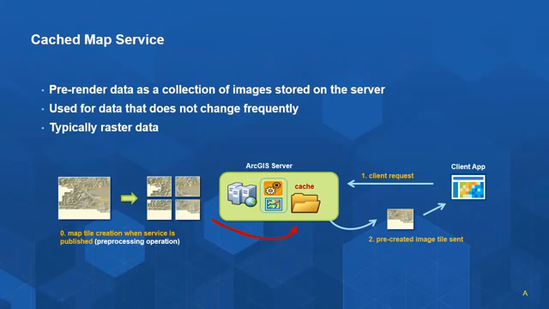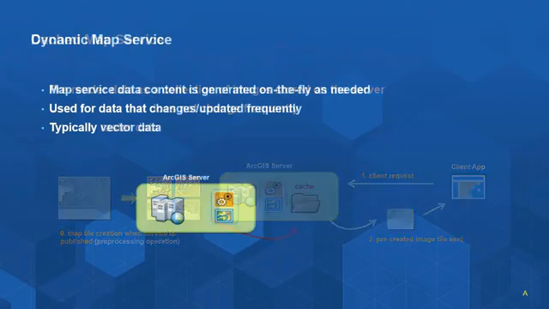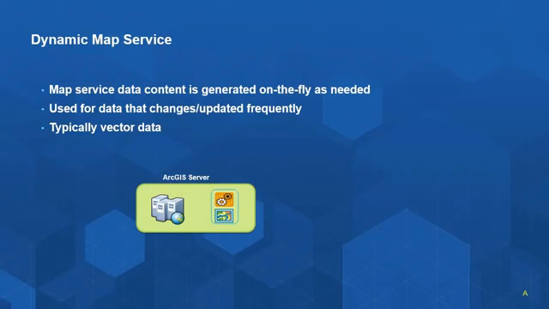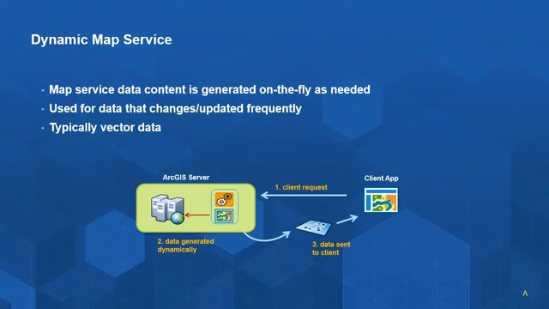That's cached. Well, what about dynamic? As the name would imply, it's more active, right? Dynamic map services are normally used for data that changes a lot, like vector data. So here I have the server, I have my dynamic map service. If a client makes a request, what happens? Well, the service goes back to the source data, generates the data, and sends it back to the client.